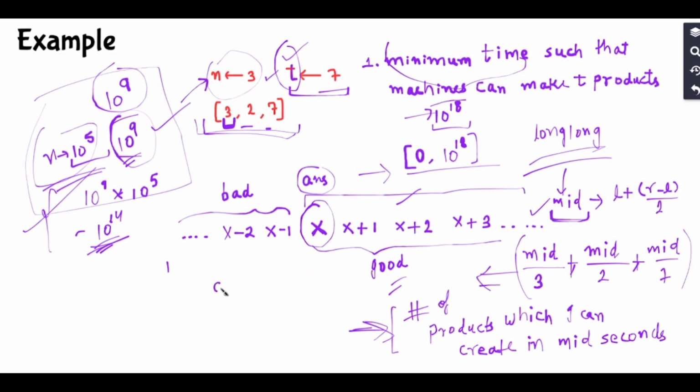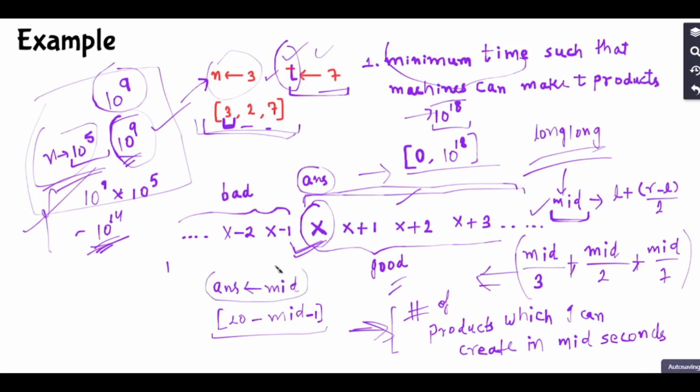Fine, so I will store mid into my answer variable. Now is this the final answer? No, I'm saying this mid is present in this range, on this good side, but I want the first one, that is this X. So I have to reinitialize my range from the initial range to this new range, that would be from low to mid minus 1. That means if I find a time in this range in which I can produce T products, then I am gonna update my answer to that time, because I want the shortest time. Fine, so I am trying to shift to left side as much as I can.